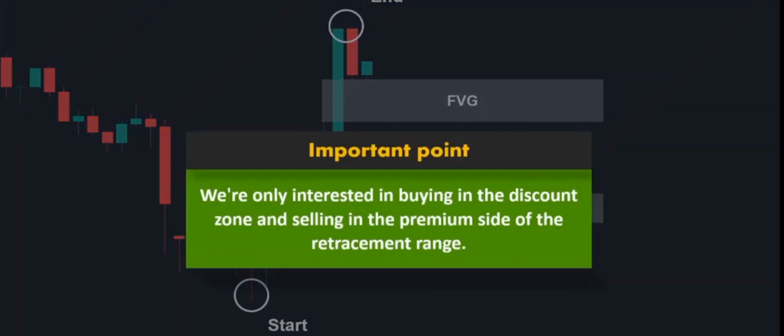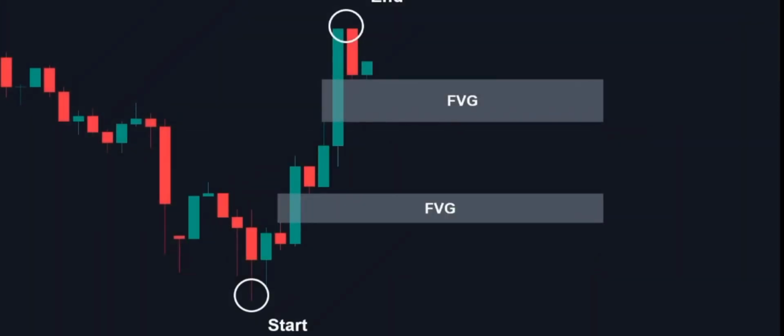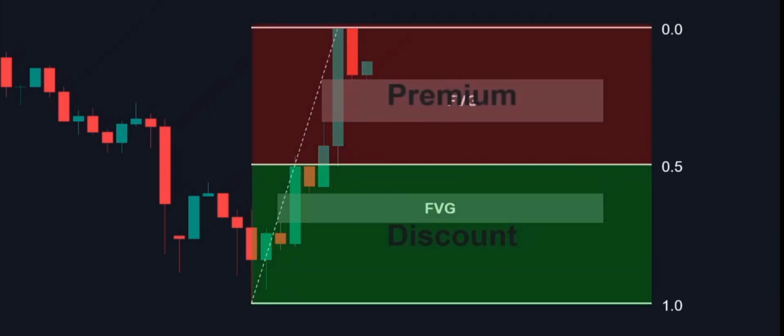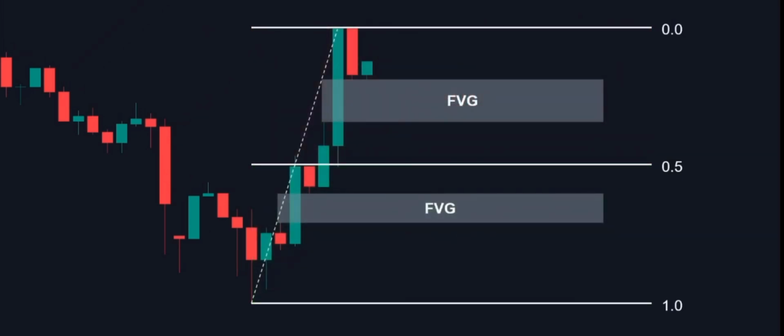But here's an important point. We're only interested in buying in the discount zone and selling in the premium side of the retracement range. If we apply the Fibonacci retracement tool from the start to the end of this move, the area above 50% is considered the premium, and the area below 50% is the discount zone. So our focus is solely on trading within the lower FVG due to multiple reasons.